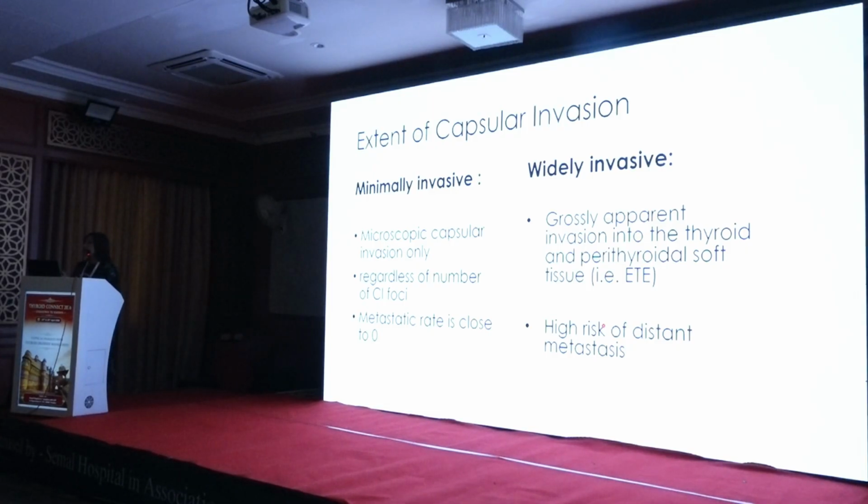Sometimes you can't see the capsule fully, and the tumor is also invading grossly into the strap muscles, into perithyroidal soft tissue. Usually it is associated with a lot of extrathyroidal extension, and this is a feature which is associated with high risk distant metastasis. So follicular thyroid carcinoma is not enough. The pathologist should also provide you the risk stratification, whether it is minimally invasive or is it widely invasive.